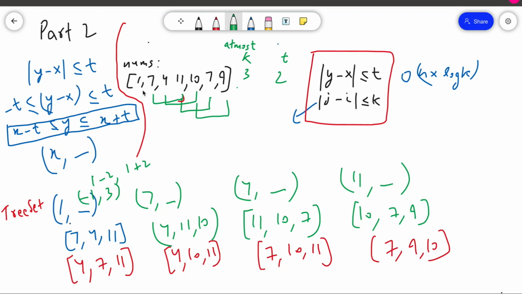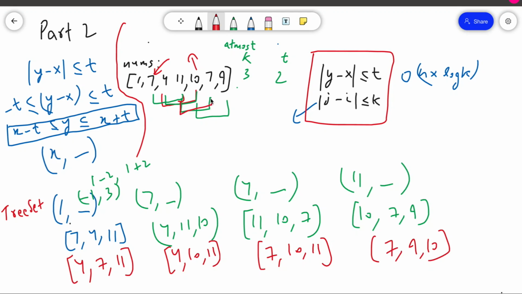Then when we are done with 1, we will slide our window by 1. Okay, and we need to put the next k elements from the 7 into our tree set data structure. We can do this by removing 7 from our tree set data structure and adding 10. Okay, insertion and deletion in a tree set data structure takes log of k if the size of the tree set is k.